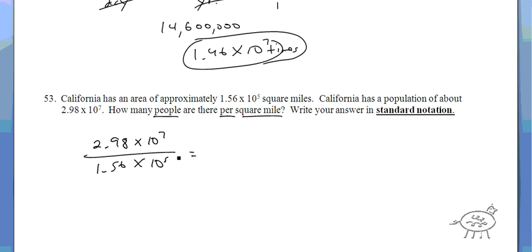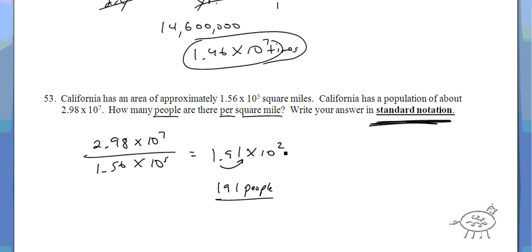So 2.98 divided by 1.56 is 1.91 times 10, and then it's 7 minus 5, which is 2. And they ask you for an answer in standard notation. That means you have to move it back to regular notation here. So you move it over 2 places, so it's 191 people per square mile.